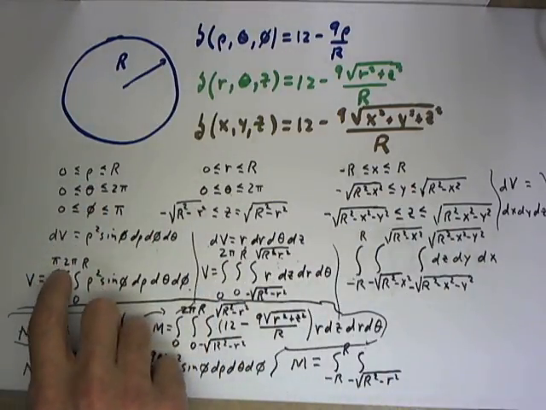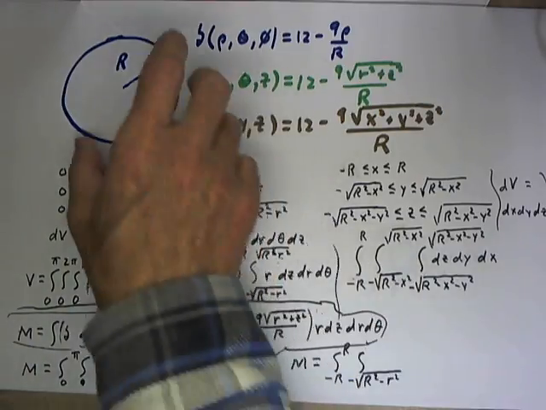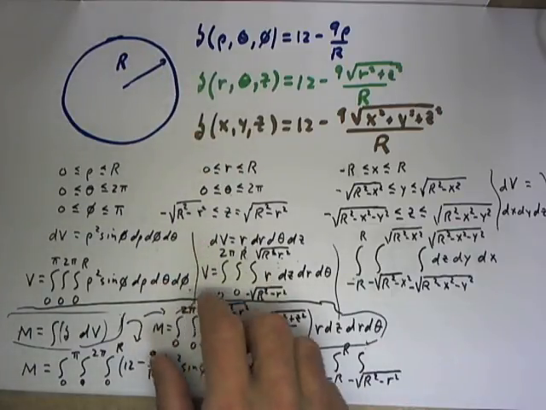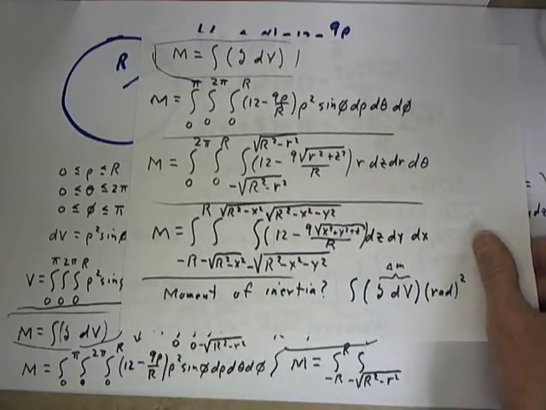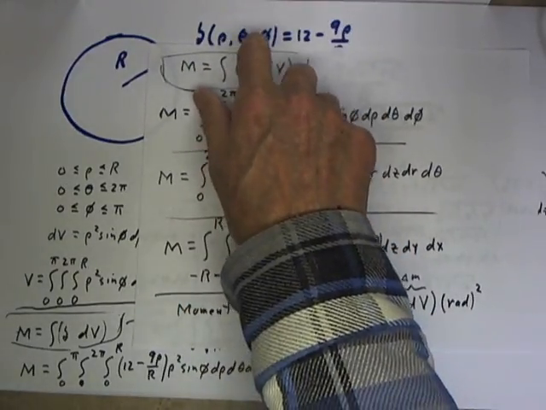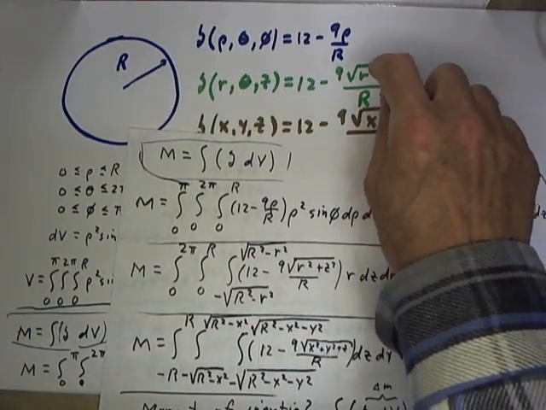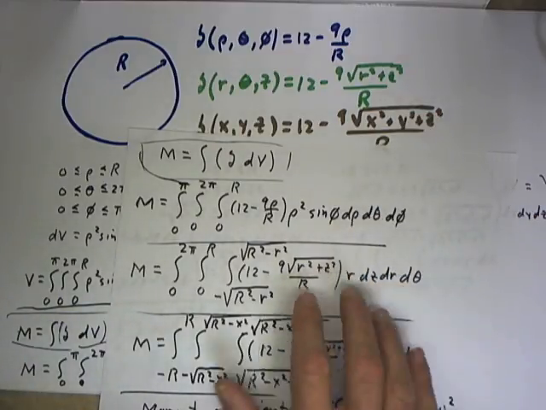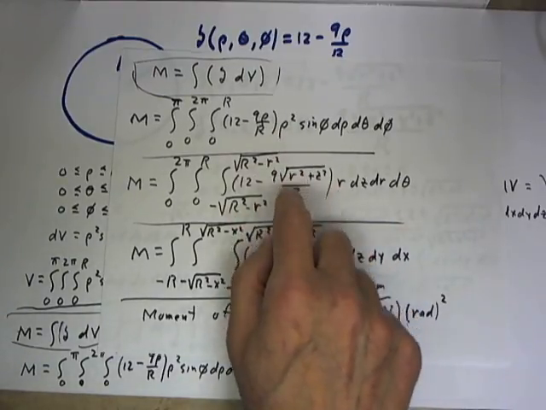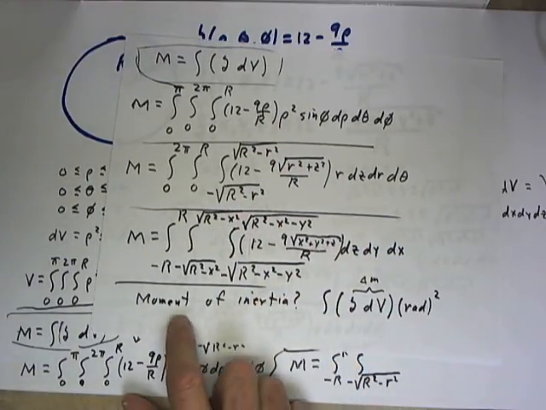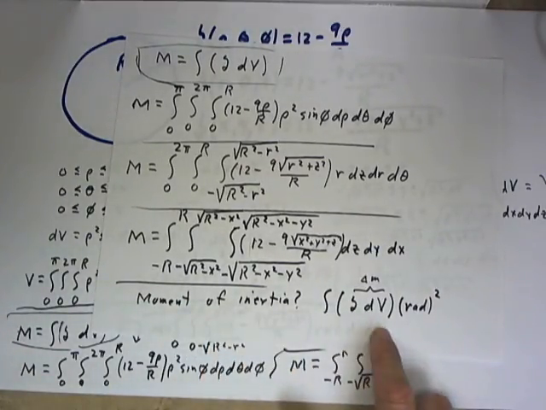We've contrasted volume integrals in cylindrical, spherical, and rectangular coordinates. Volume integral for a sphere of radius r. We've looked at mass integrals in terms of a density function 12 minus 9 rho over r, which we could express in cylindrical or rectangular coordinates. We obtained these integrals, each with its advantages and disadvantages, and we posed a question: what do we do for moment of inertia?